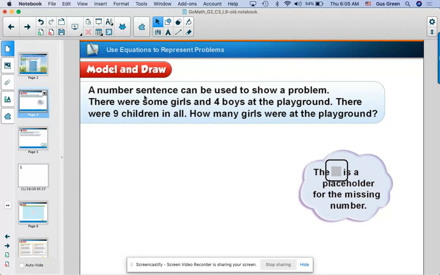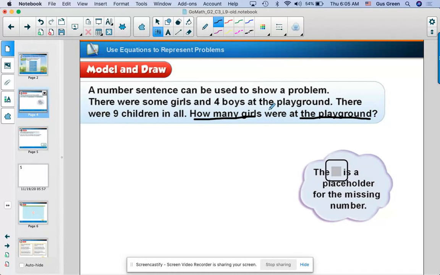A number sentence can be used to show a problem. There were some girls and 4 boys on the playground. There were 9 children in all. How many girls were on the playground? So let's kind of unpack this a little bit. I'll get my pencil. How many girls were on the playground?